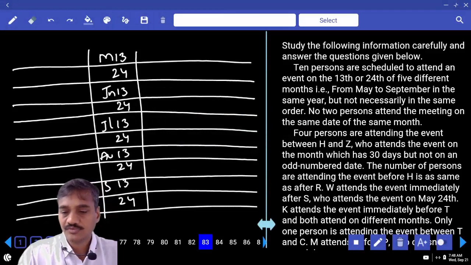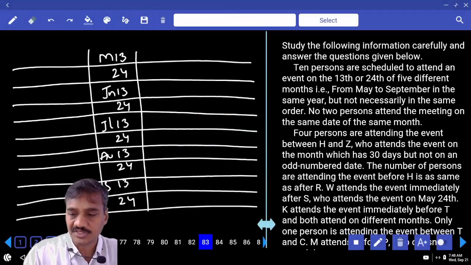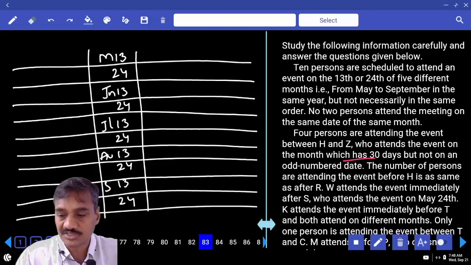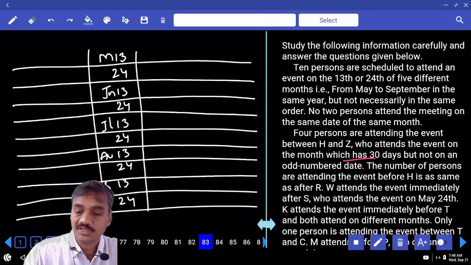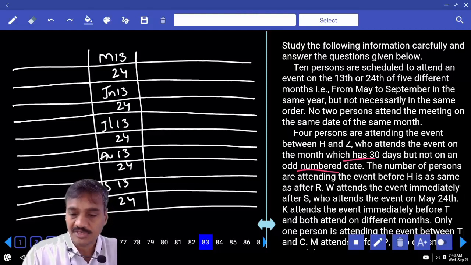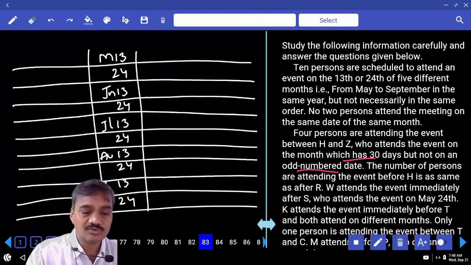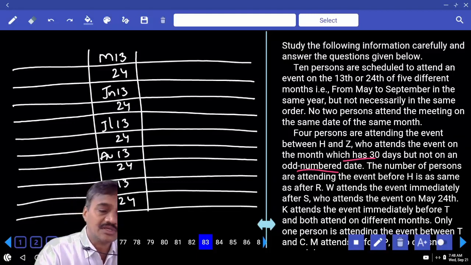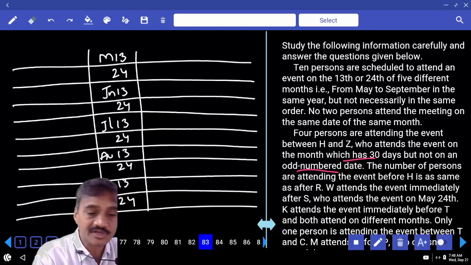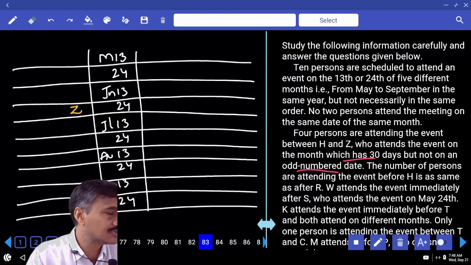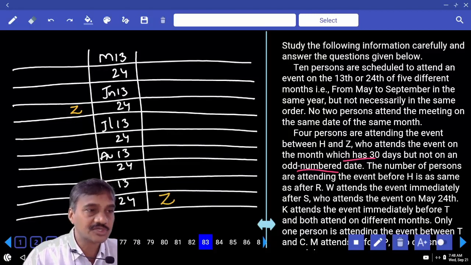Four persons are attending the event between H and Z. Z attends the event in the month which has 30 days, but not on an odd number date. That means how many persons between H and Z? There are exactly 4. And Z attends in the month of 30 days, which are June and September. Hence, Z can be on June 24th or September 24th. Hence, there are two possibilities here.